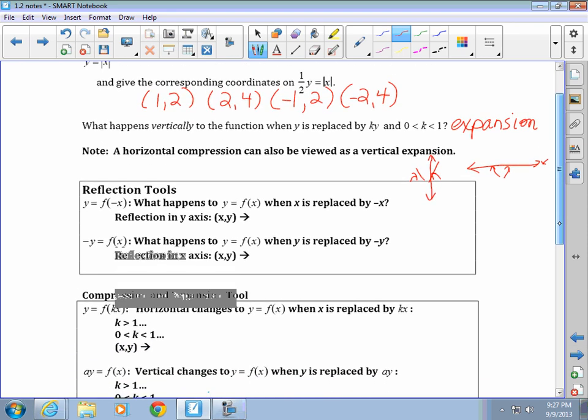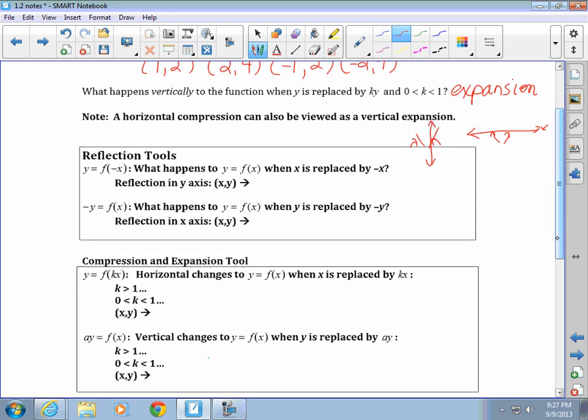So our reflection tools. From the first examples there, when we had y is equal to f of -x, so that's when we added a negative value inside, we substituted a negative value to the x. What happened when we replaced the x with a -x? Well, we had a reflection in the y-axis, so it flipped on the y. And our coordinates were just a negative x value, and the y stayed the same.